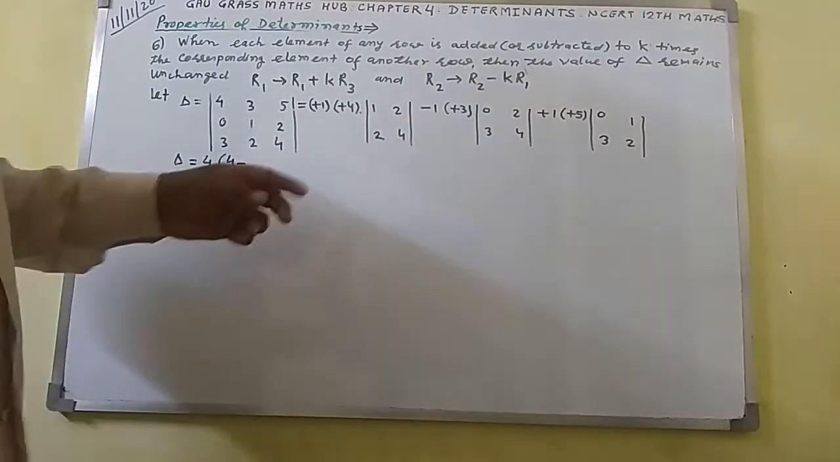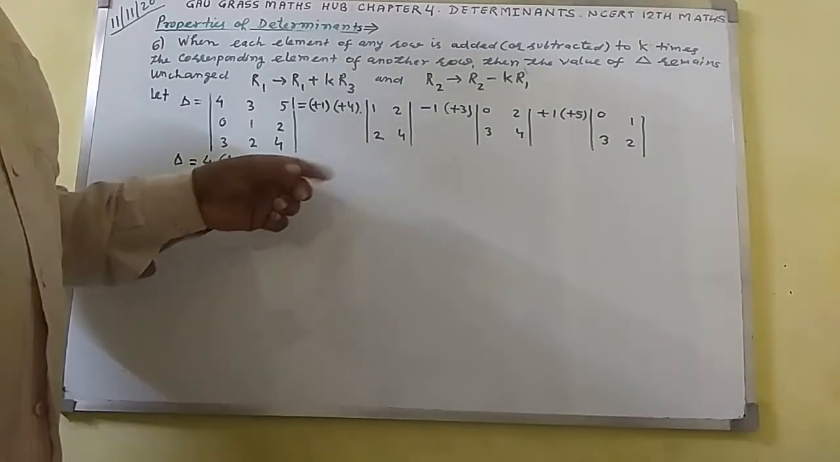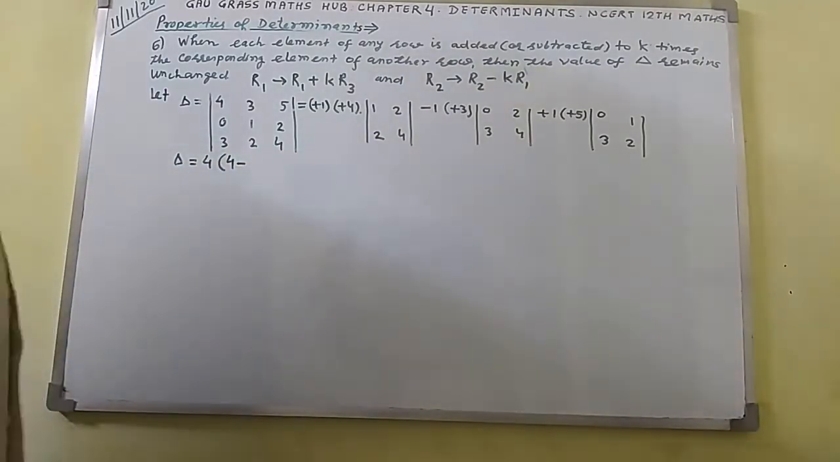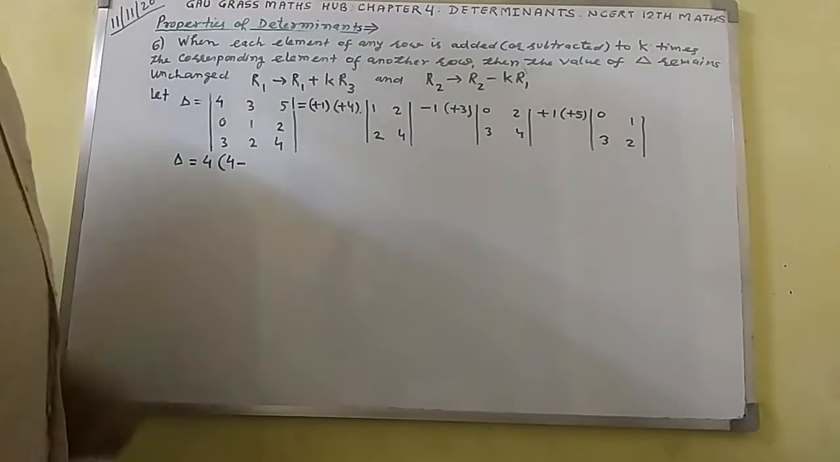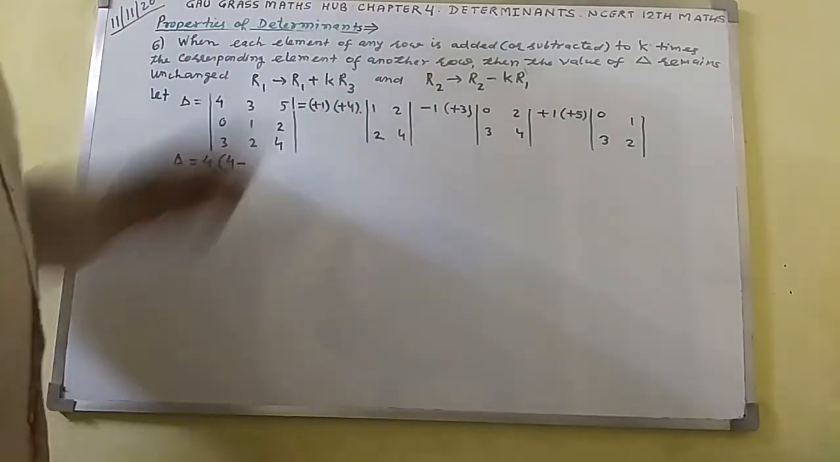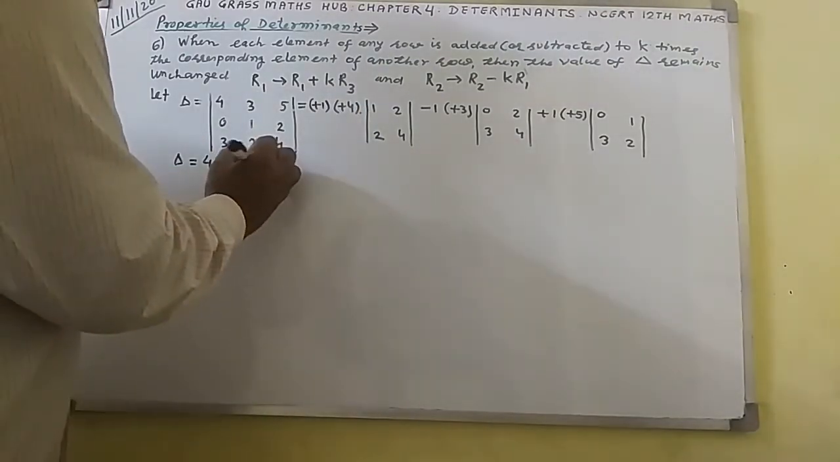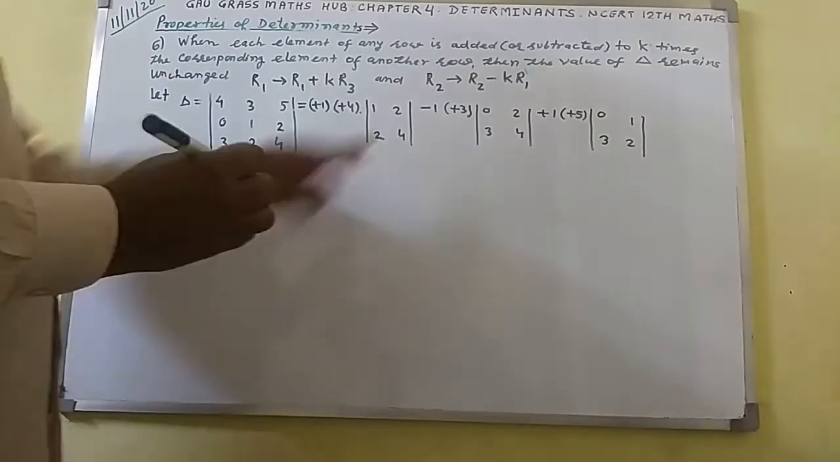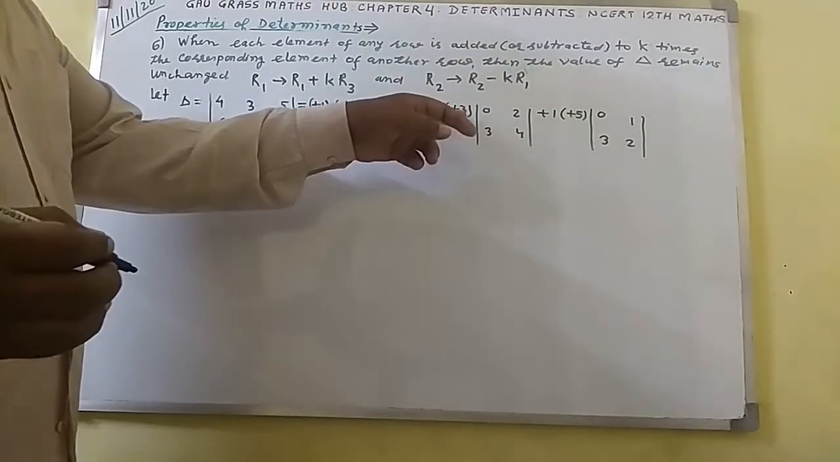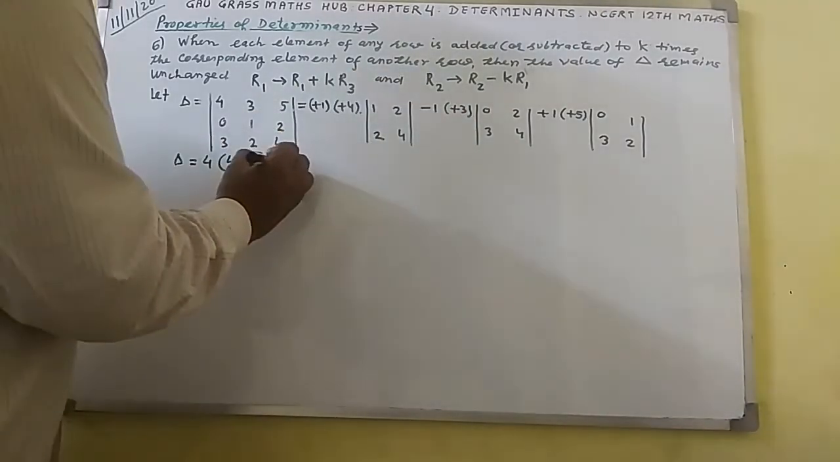Minus. Thereafter, the elements of the reverse diagonal will multiply together. 2 will multiply to 2. We will get here 4. Here minus 1 will multiply to plus 3. We will get here minus 3.